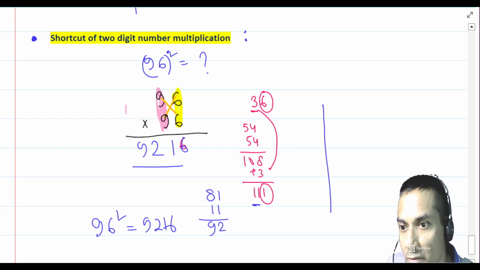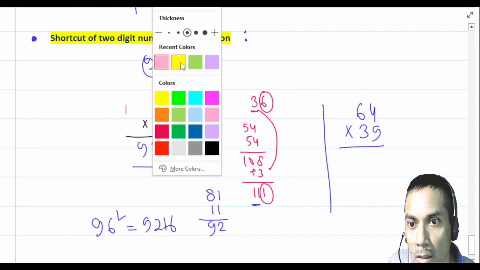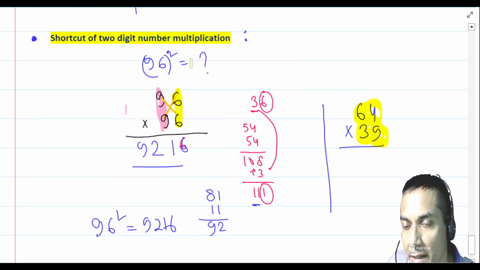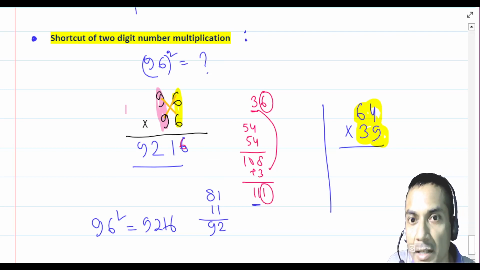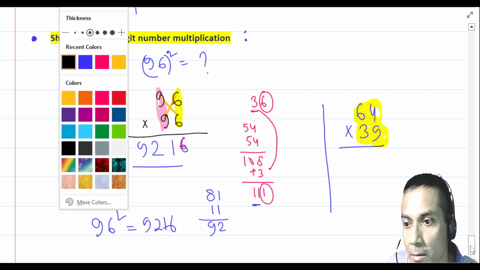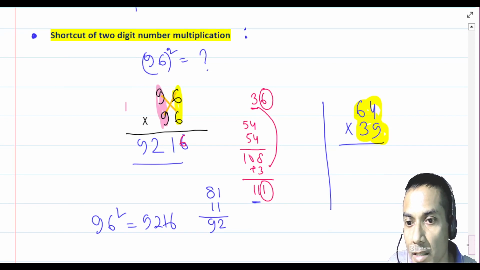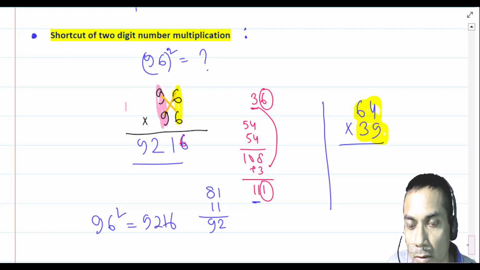For example, if I told you multiply 64 into 39, you can apply this method also. Okay, you try it at home, and hope this entire chapter is clear to everyone. If you have any doubt, comment below, and contact my WhatsApp number, and I will upload the next video for the next chapter. This chapter completed. Okay, thank you, goodbye.